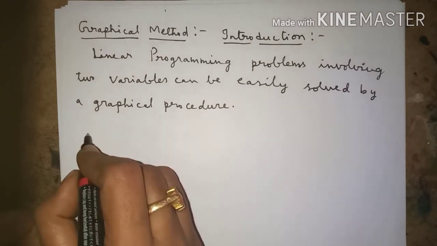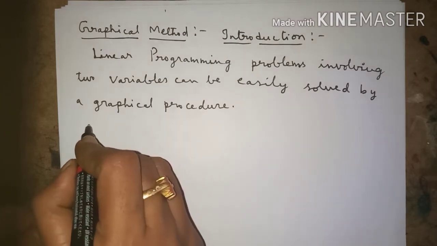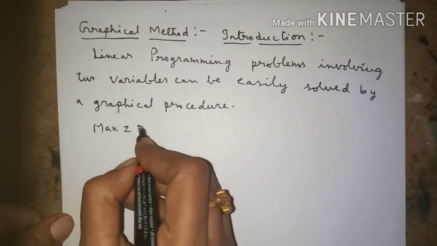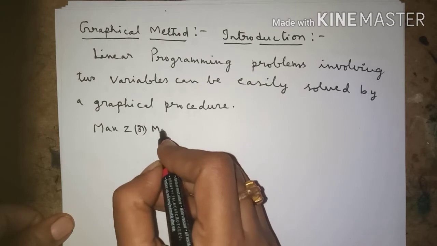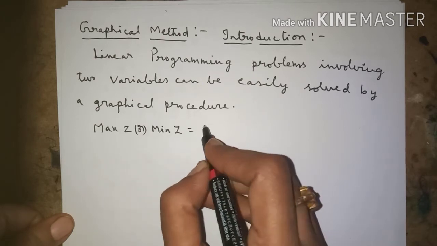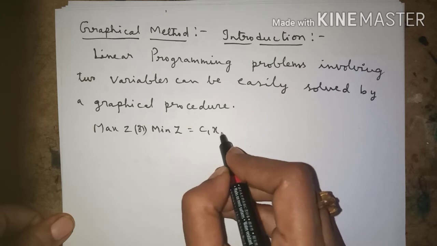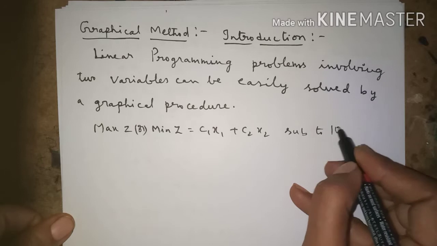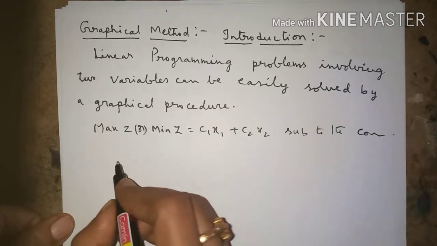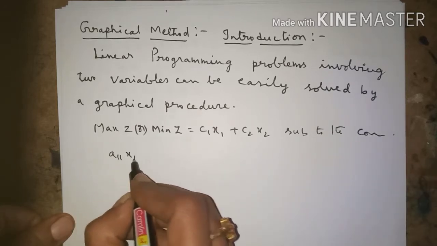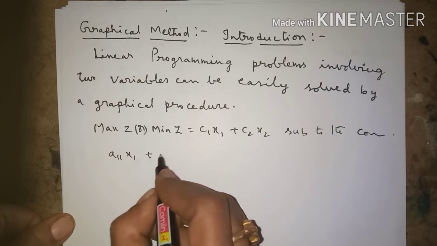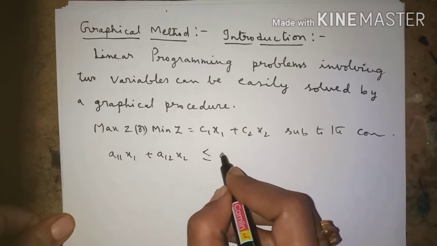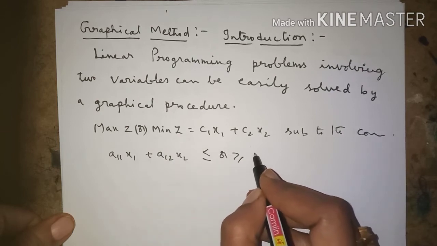For example, the given LPP may be in the form of either max z or min z, either minimization of z or maximization of z is equal to c1 x1 plus c2 x2, subject to the constraints. The first constraint is a11 x1 plus a12 x2, either less than or equal to or greater than or equal to some b1.